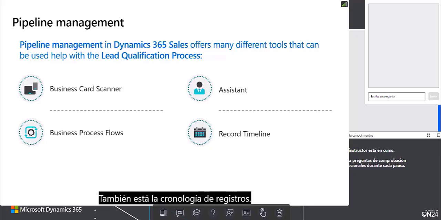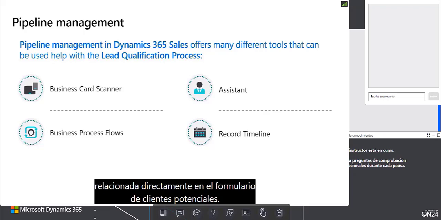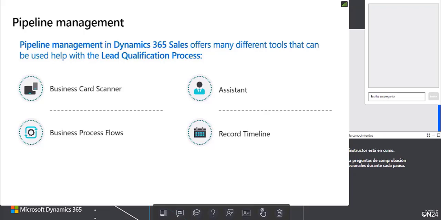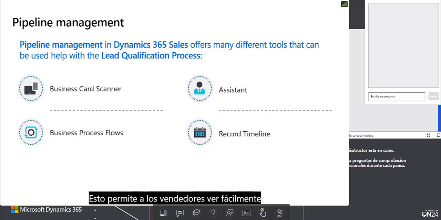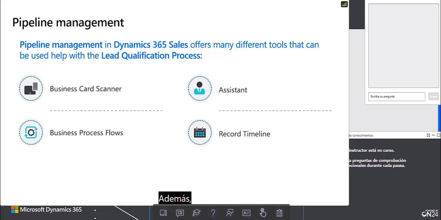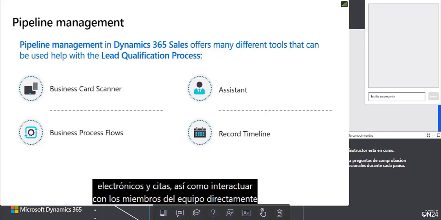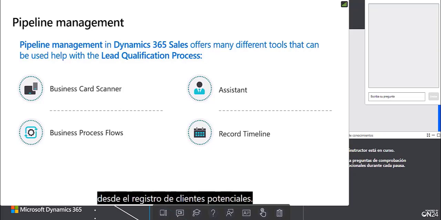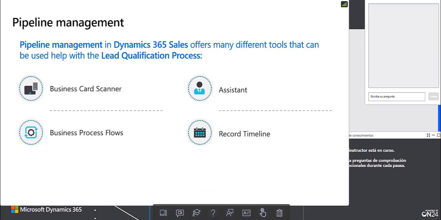Then there's also the record timeline. This brings to the surface all related communication directly on the lead form. This lets sellers easily see all of the relevant communication from a single point. In addition, they can quickly generate outreach such as phone calls, emails, and appointments, as well as interact with the team members directly from the prospect record.